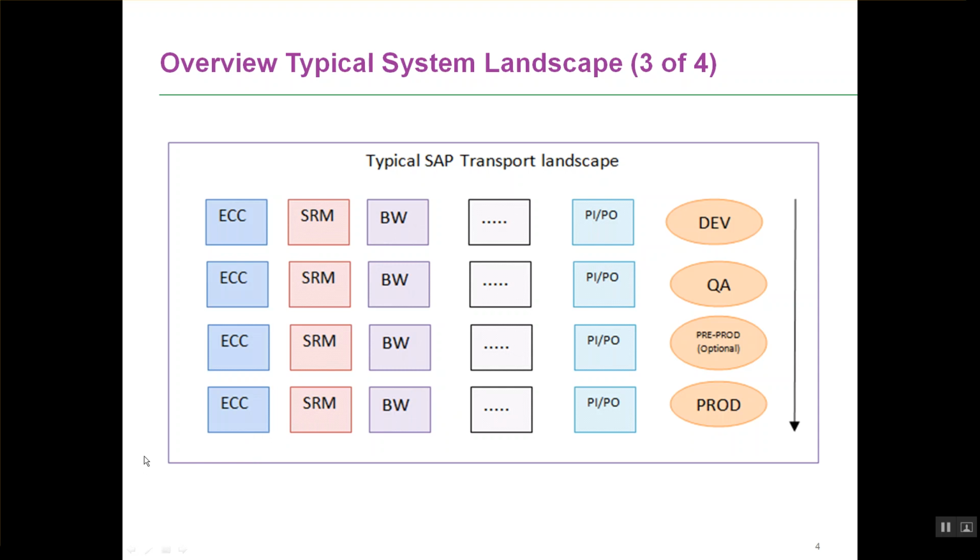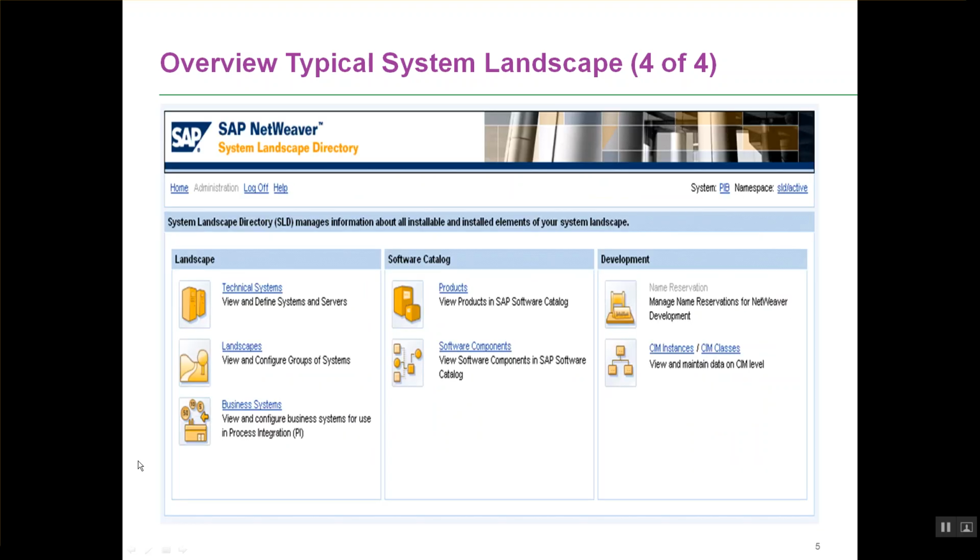So SLD provides you with all three different facets, and this combined together is used in a PI. This is what an SLD looks like. You have the landscape information, which we'll cover in detail in the next slide. You'll have the software catalog, which is the product information. And this development is more for basis administrators when they want to maintain the SLD or upgrade the SLD. We would only be focusing on the software catalog and the system landscape.